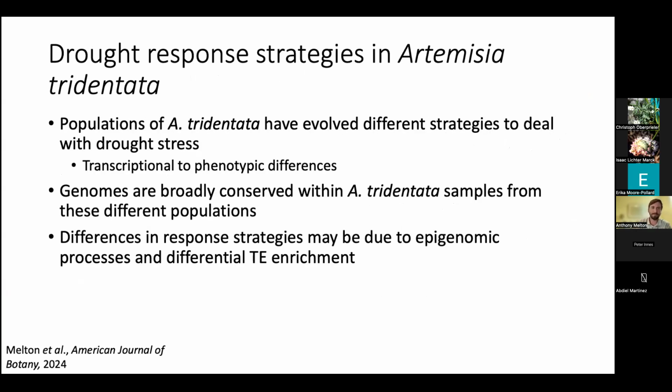And so just to wrap things up, when comparing our Idaho and Utah populations, we see big differences in the way that they respond to drought stress. We see things from transcriptomic to phenotypic differences. Overall, we see conservation of the overall architecture of the genomes within our two diploid populations, but we do see differences in transposable element enrichment, which may be something that's contributing to those transcriptomic and phenotypic differences between our Idaho and Utah populations.